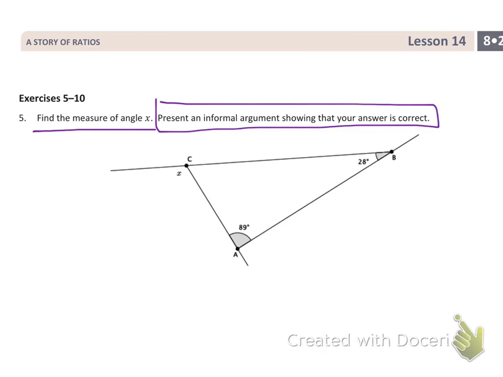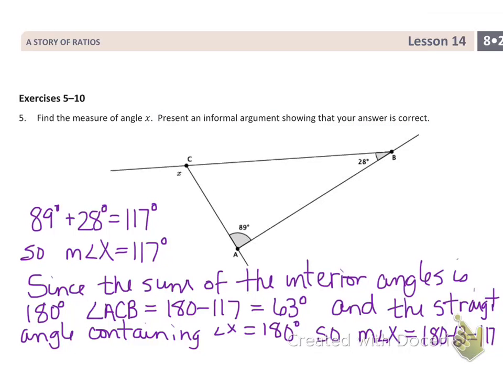And when you present these informal arguments, you're going to use the angle sum theorem and the fact that a straight angle is 180 degrees. So work on those and come back and check your answers. And if you want to check them one at a time, that's fine. Okay, so here's the result for exercise 5. I'm asked to find this exterior angle here, angle X, and the measure of that.